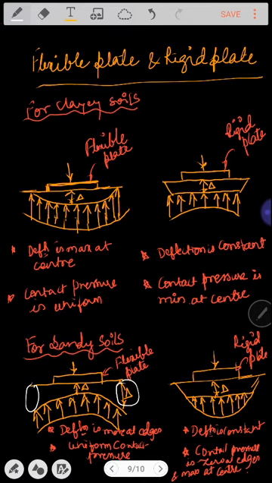But here in the case of the rigid plate, whenever there is a wheel load acting over the rigid plate on the sandy soil, the deflection is uniform throughout under the rigid plate, whereas the contact pressure is maximum at the center, and the contact pressure is almost negligible, equal to zero, at the edges.